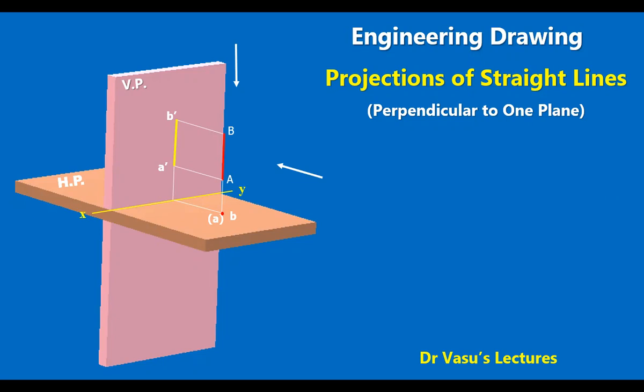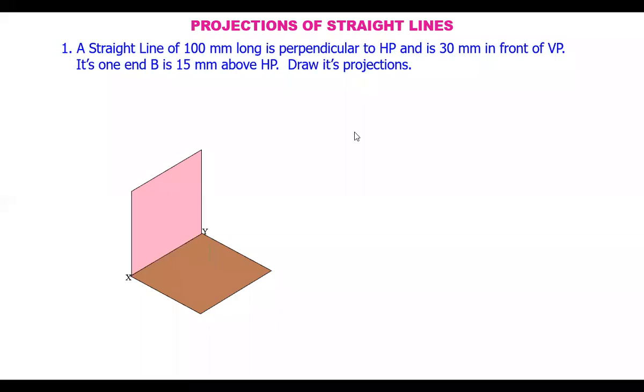Now, let's see what this line is when it is perpendicular and what the projections are. Let's take a straight line of 100 mm long, we call it AB, perpendicular to HP and 30 mm in front of VP. At least one of the end distances must be given, either this end or this end. One end point distance from the horizontal plane will be given. So here it is 15 mm above HP.